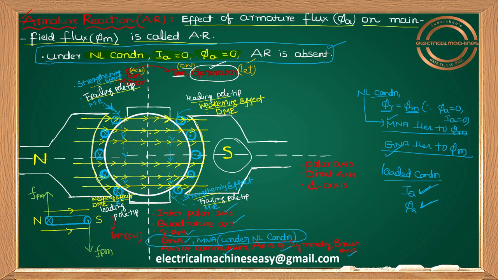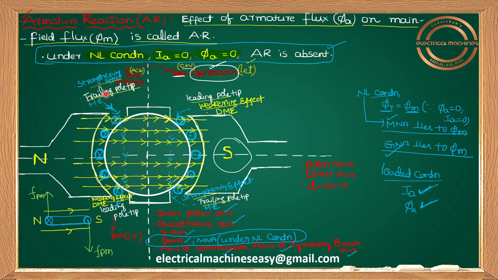Practically, it is not possible. So tell me which one is more dominated. I'm asking, is strengthening more dominated or is weakening more dominated? Now, simple question. Strengthening is what? Flux increasing. Weakening effect means what? Flux reducing. So tell me which one is more dominated. Obviously, weakening effect is more dominated than strengthening effect. Any reason? What is the reason why weakening effect is more dominated than strengthening effect, guys?